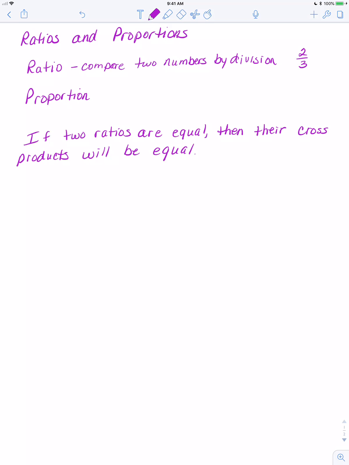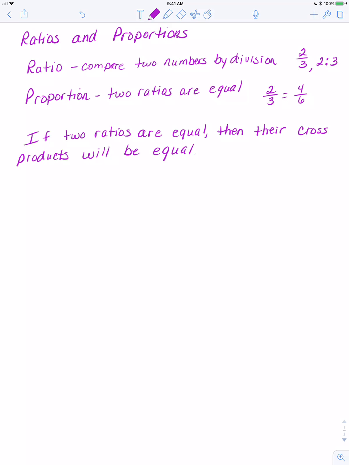So 2 out of 3. It could also be written like this, 2 out of 3. Okay. A proportion is when two ratios are equal. And so when we think about that, when we're thinking about fractions, think about your equivalent fractions. So 2/3, we could also write that as 4/6. Those two ratios are equal to each other.